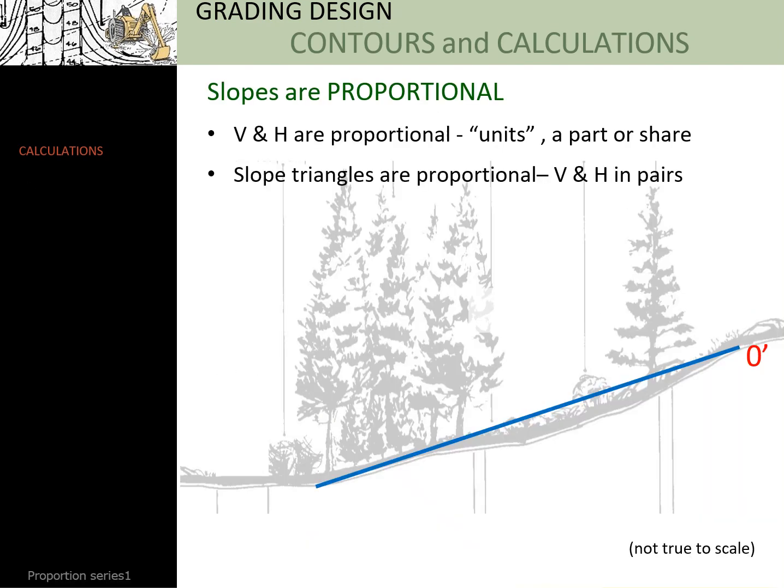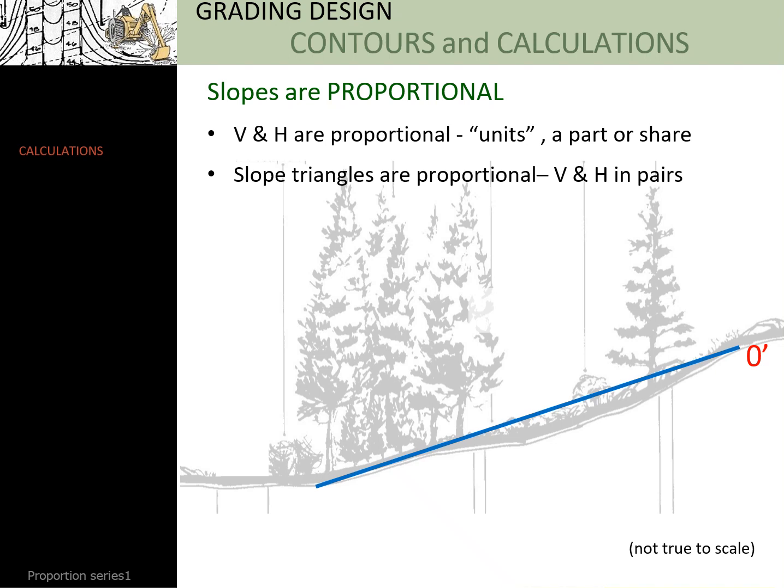You will instantly know how to calculate for different measurements. We're done with the calculations, but here I want to highlight that slopes are proportional. You can understand it in two ways. First, rise and run are proportional. It means that the ratio of rise versus run stays the same for the same slope.